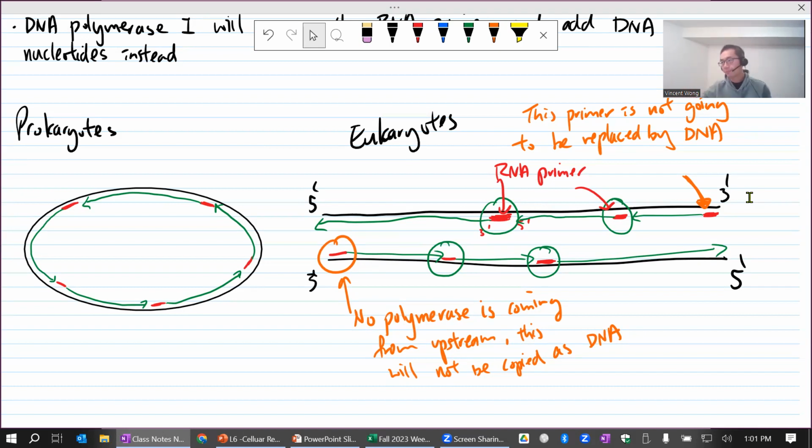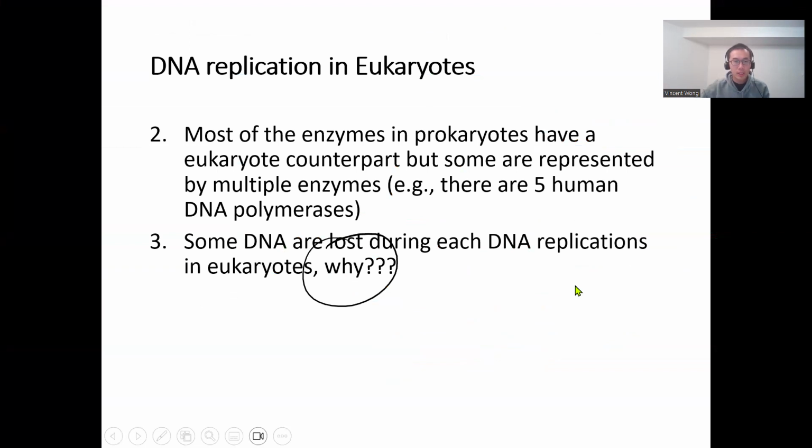Okay. So we have a problem, right? The problem is we're going to lose a little bit of DNA every time we copy our DNA, and we don't want to be losing genetic material. That is not very good.